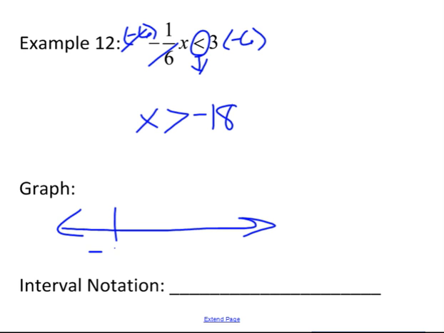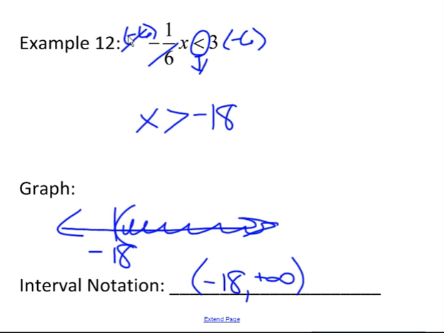I'm going to graph it. It's greater than, we're going off to the right. Greater than is parentheses. Interval notation: number on the left is negative 18. Keeps on going to the right, that's positive infinity. And the 18 had parentheses, and infinity always gets parentheses.